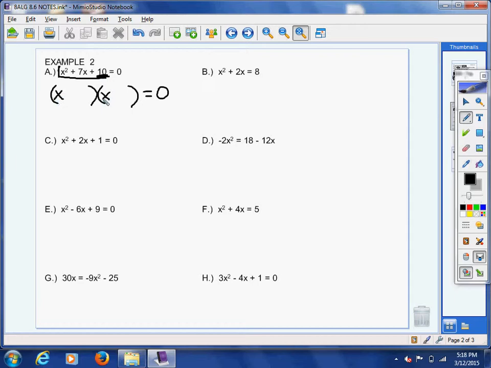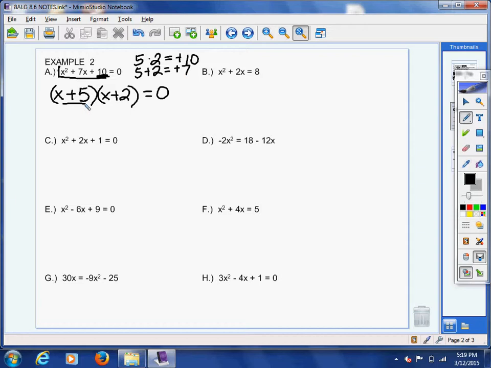Now hopefully you are saying to me positive 5 and positive 2. We know that 5 times 2 is positive 10, and we know 5 plus 2 is positive 7. Those are the two numbers that we need to target. Those are our quantities, okay? And then we now need to calculate our zeros.